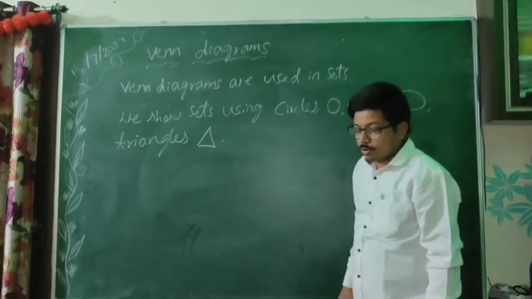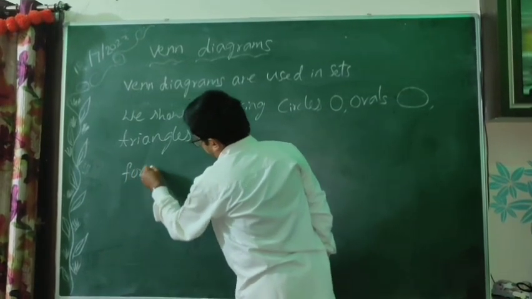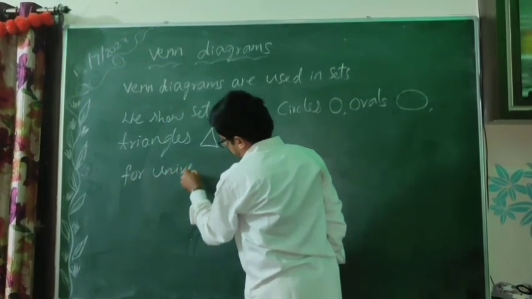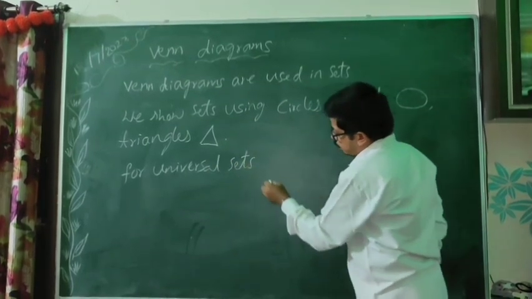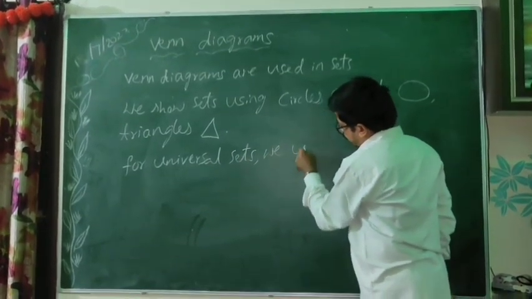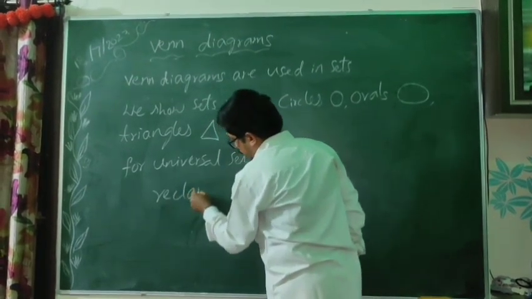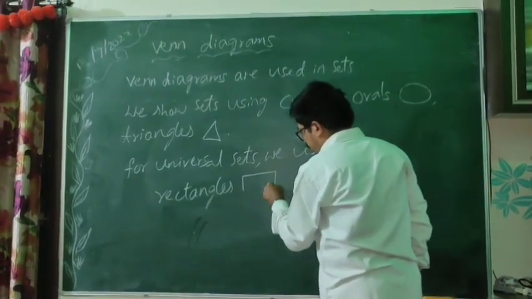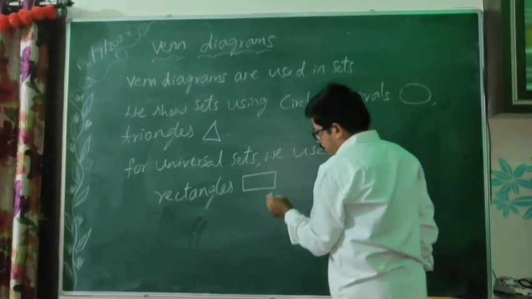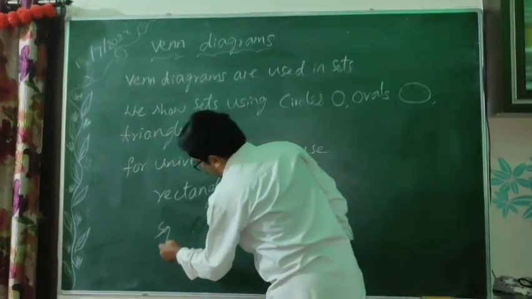But you remember that for universal sets we use rectangles and squares.